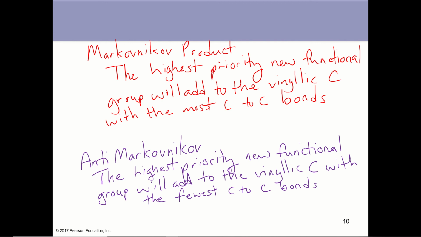And then we have another type of reaction product called the anti-Markovnikov product. And in this product, the highest priority new functional group will add to the vinylic carbon with the fewest carbon-to-carbon bonds. And in this chapter, all but one of our reactions is going to form the Markovnikov product, and I'll be very clear to point out which reaction gives the anti-Markovnikov product.